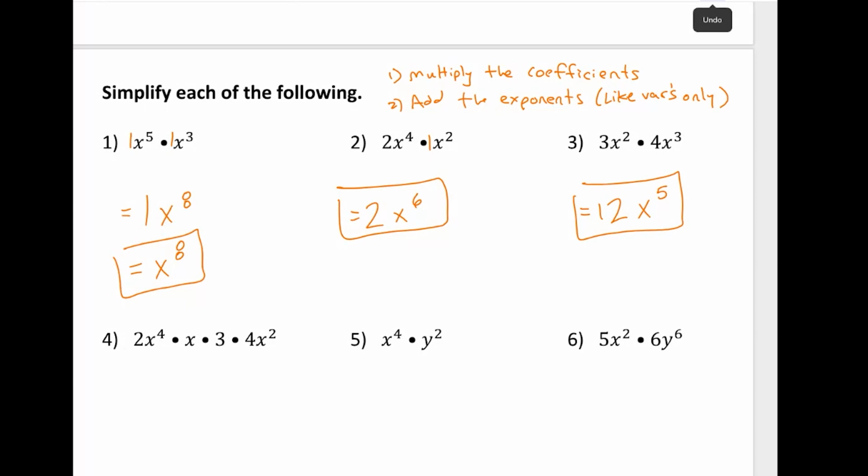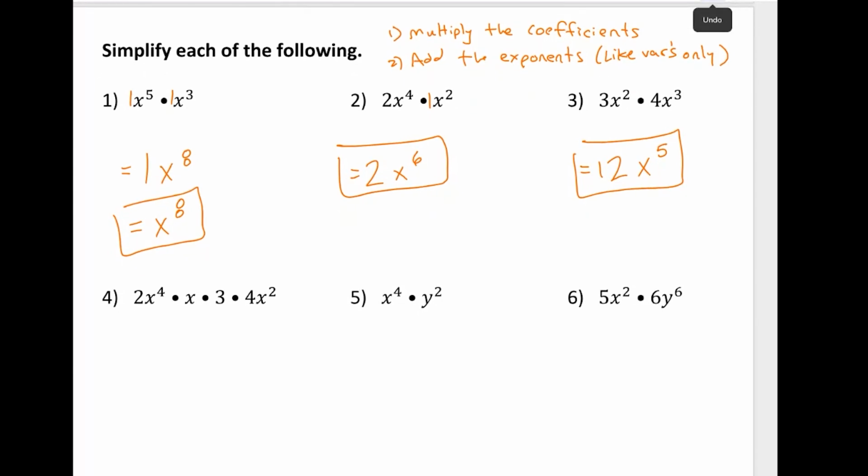Now you could do this with more than just 2 terms. Like on number 4, we see we got 4 terms, but we're still going to approach it the same way. We're going to multiply all the coefficients. So like 2 times 1 times 3 times 4. So we'll do that. And then we can add all the exponents. And one thing to be careful of here is if you have an x that does not have an exponent, that exponent is assumed to be 1.